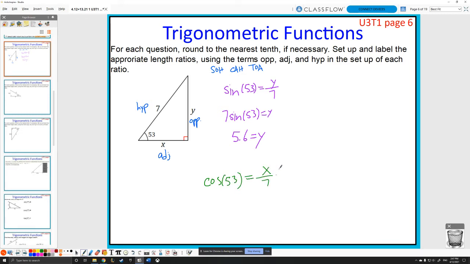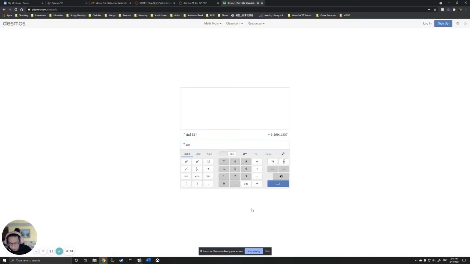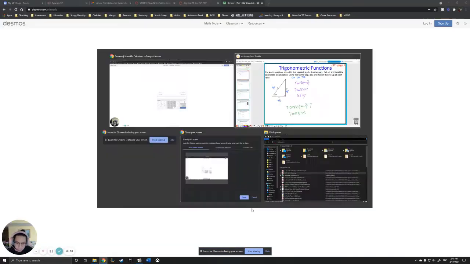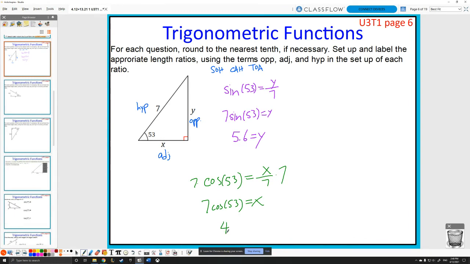X over 7. Again, multiply by 7 on both sides. 7 cosine of 53 is equal to x, 4.2. Now, if I wanted to, I can use Pythagorean Theorem to check my answer. Is 5.6 squared plus 4.2 squared equal to 49? And you will find that it actually is. Should probably box both of my answers, not just one.